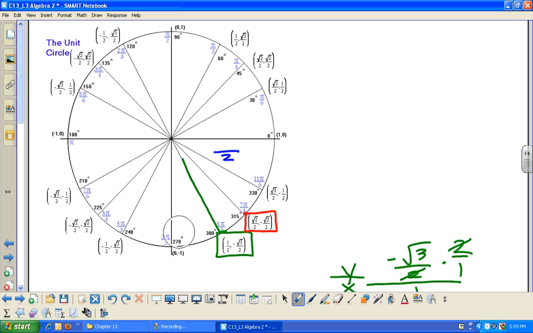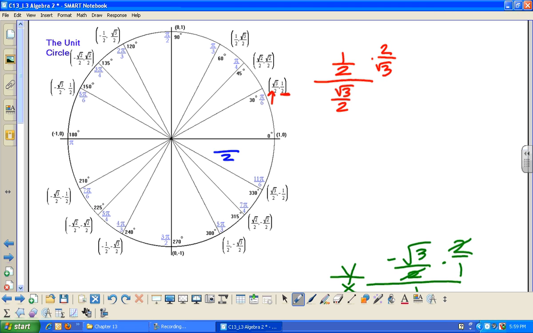if I'm looking at 30 degrees, my sine will be equal to my y measurement, and my cosine will be equal to my x measurement. My tangent is equal to y over x. When you divide by a fraction, it's the same thing as multiplying by its reciprocal. So tangent at 30 degrees is equal to 1 over the square root of 3, which is also equal to the square root of 3 over 3.